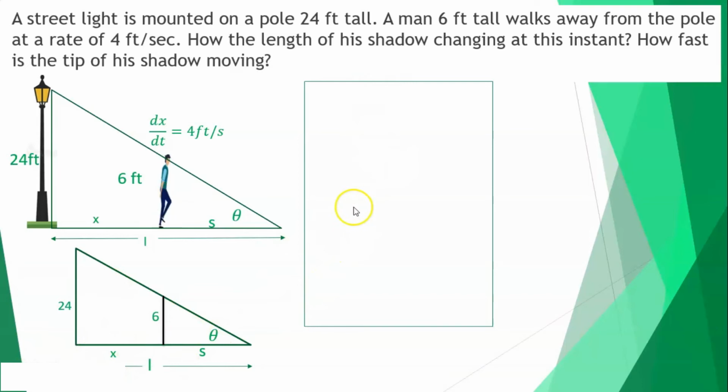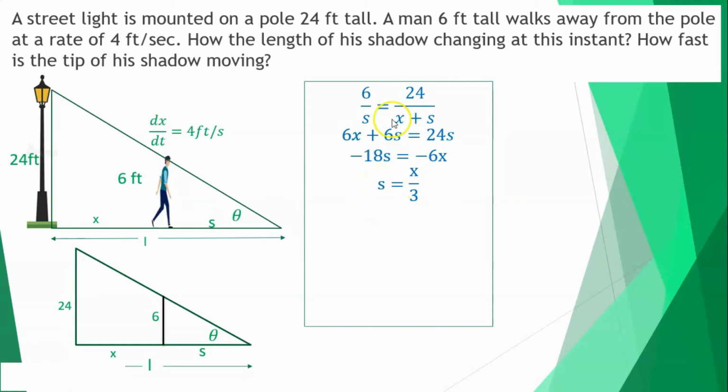Now, at this point, we can form our proportion, in which we have 6 over 24 is equal to s over x plus s. So, cross-multiplying this, we will get 6s plus 6x is equal to 24s. Combining like terms, the value for s here is x over 3. Now at this point, let's get the derivative of both sides. So this is ds/dt, the derivative of x over 3. So that's 1/3 dx/dt.